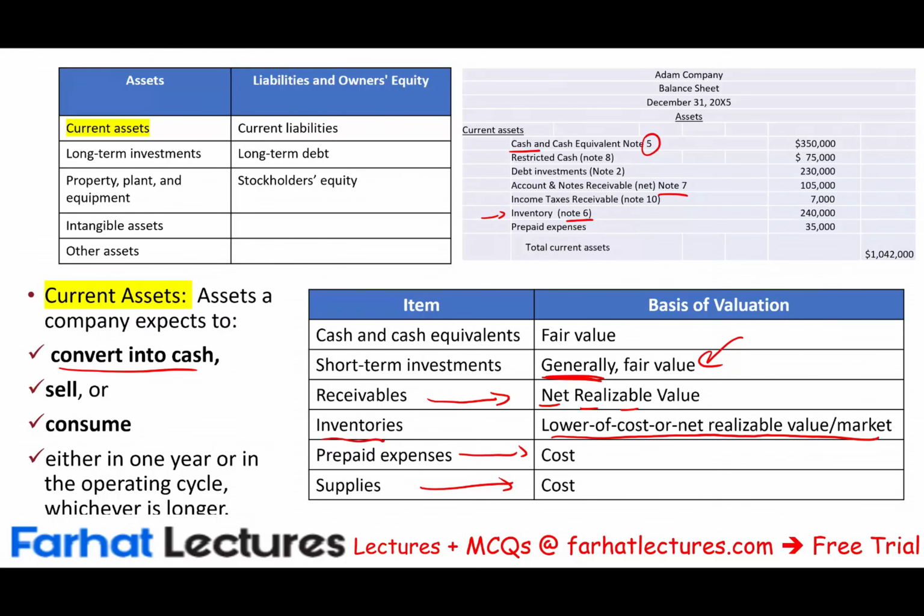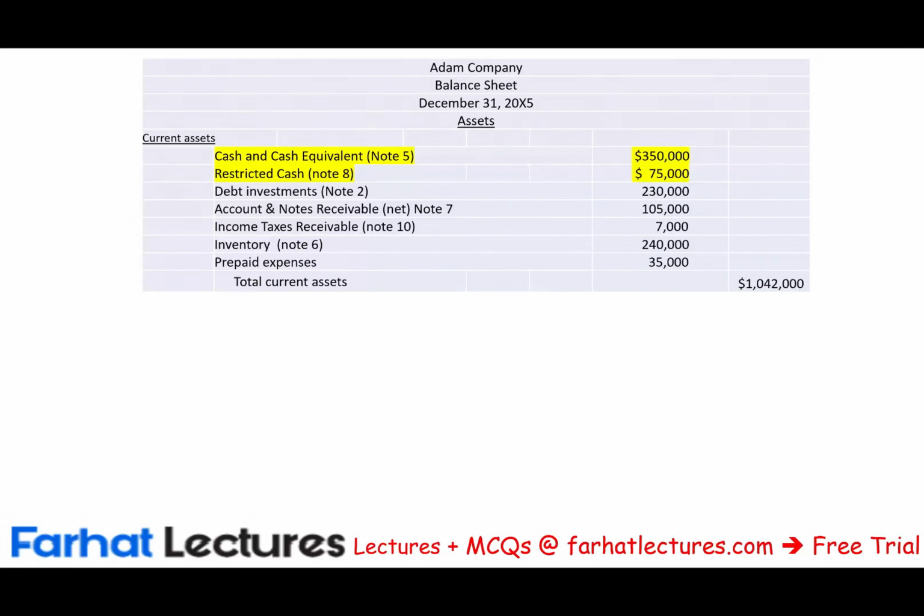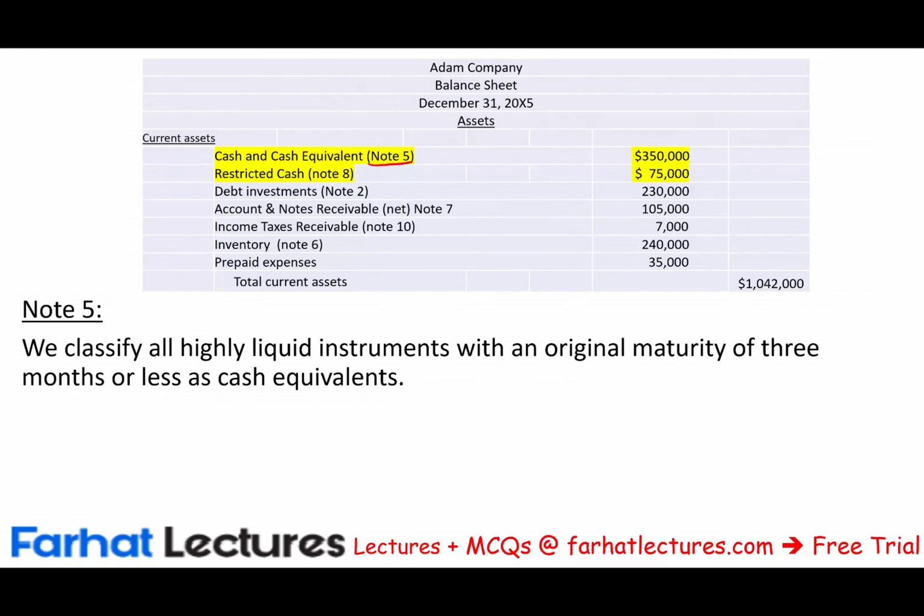Now let's dive a little bit more into certain current assets. We said cash and cash equivalents, see note 5. Yes, we have 350,000, but what does that include? Well, we classify highly liquid instruments with original maturity of 3 months or less as cash equivalents.